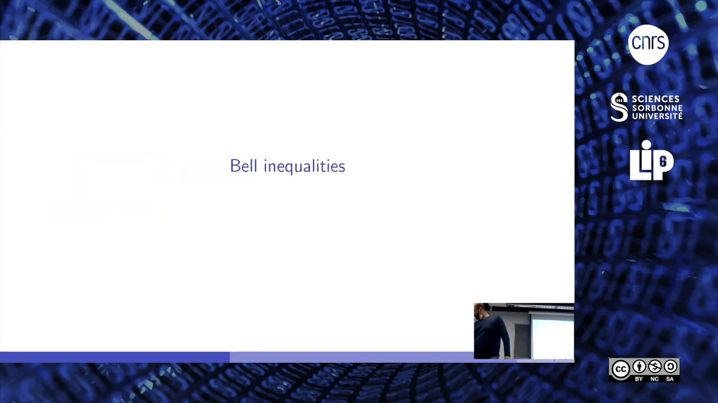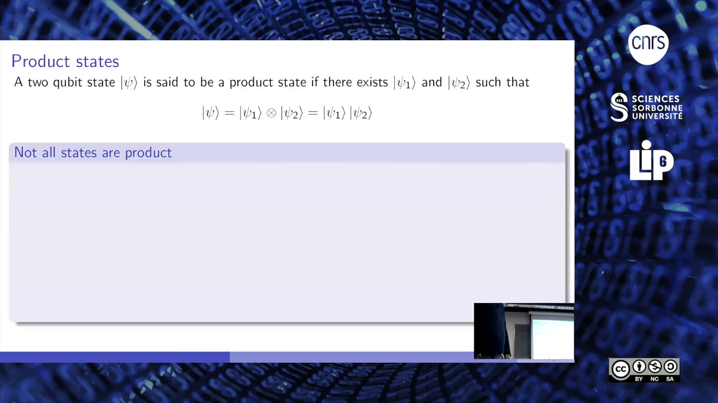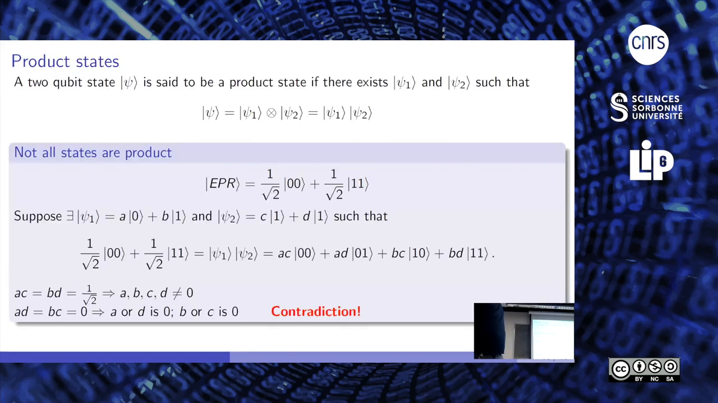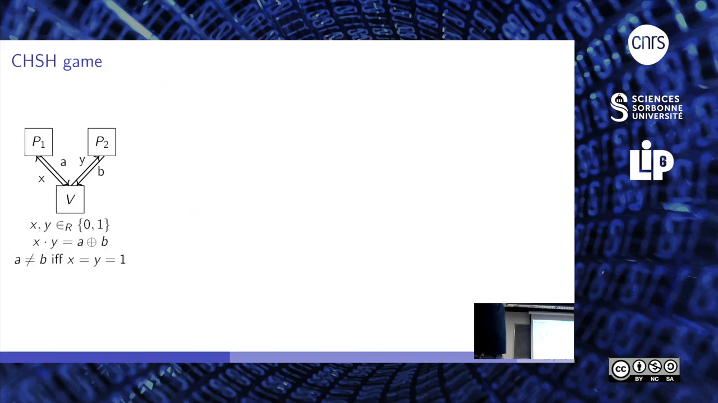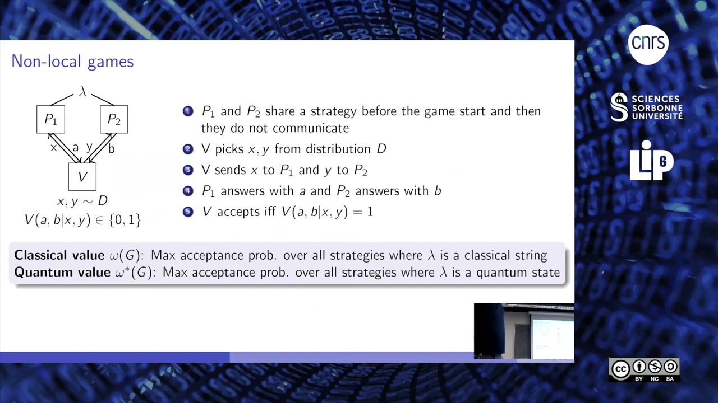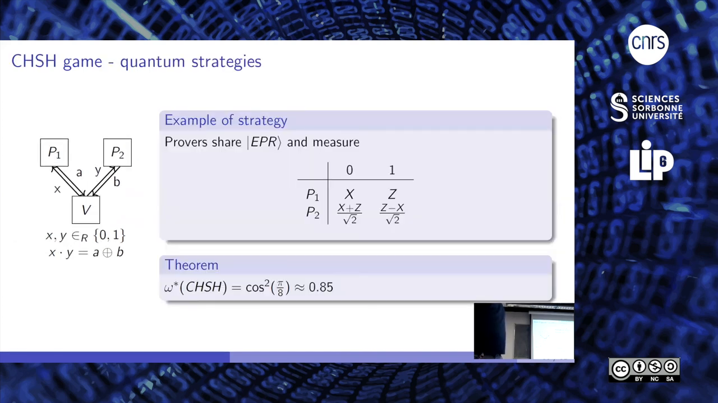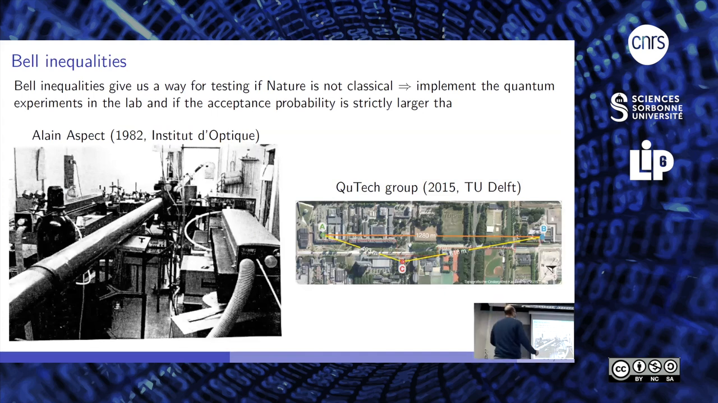And I wanted to talk about Bell inequalities, but I think we're completely out of time. Yeah, that's a pity. But okay, inequalities are ways that people use to prove, in theory or in practice, that the world is not classical.